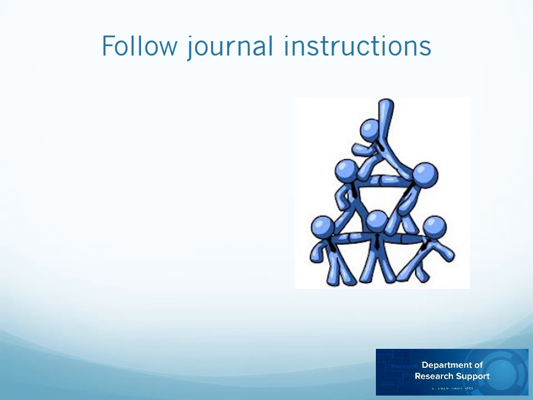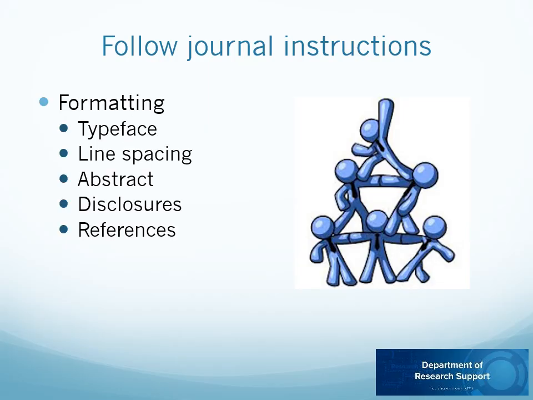So what are some other journal instructions to be aware of to make sure your article has the best chance of being published? First, you should be aware of general formatting instructions. Journals tend to be very specific about the typeface of the text, the font size, and the line spacing. For example, they typically want submitted articles to be in Times New Roman at 12 point with double line spacing.